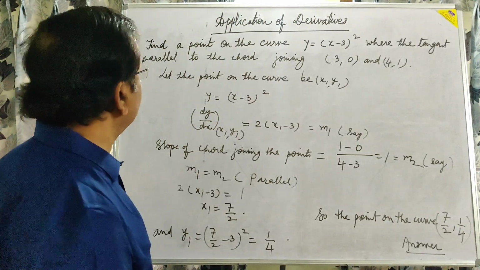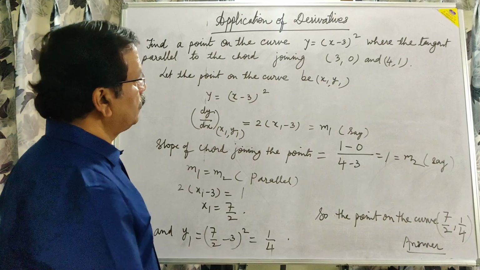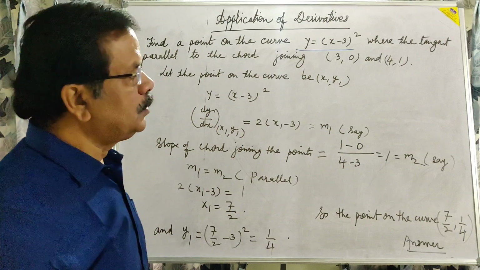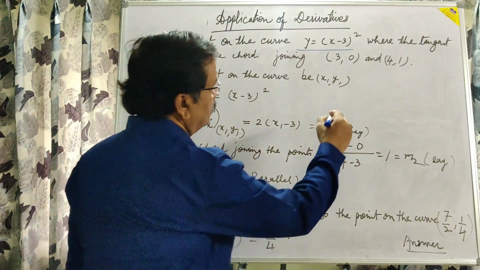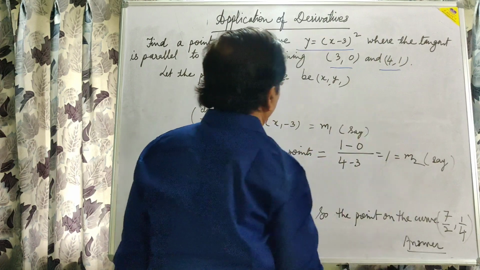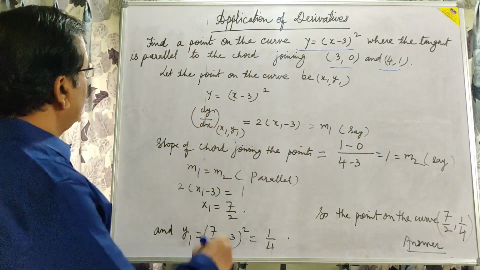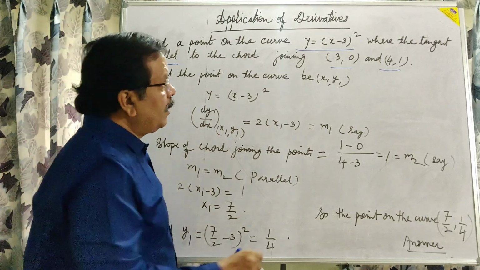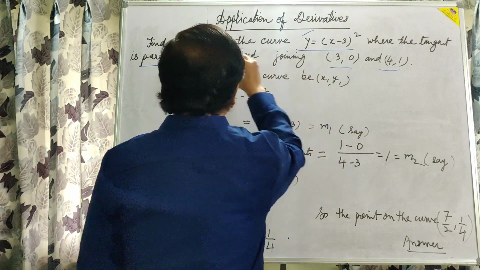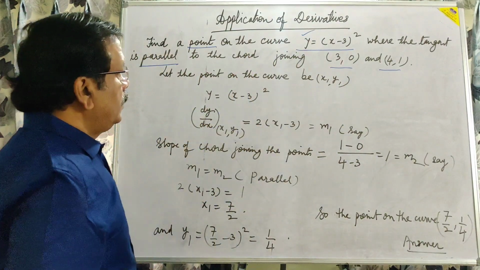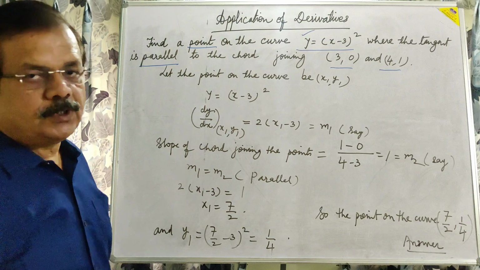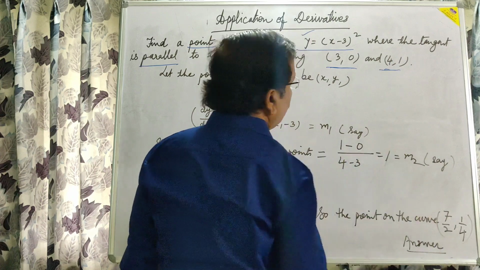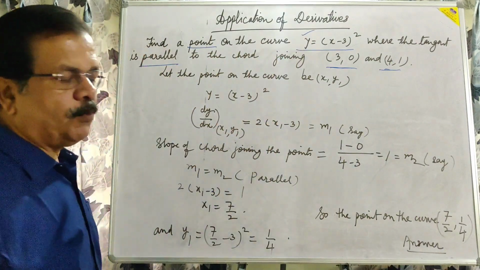Now in this question, find a point on the curve y is equal to x minus 3 whole square where tangent is parallel to the chord joining the points 3, 0 and 4, 1. Now here, according to this condition, first of all we find the dy by dx on this curve at the point x1, y1, and then that will be equated to the slope of the line joining the points 3, 0 and 4, 1, and this way we can find the point on the curve.